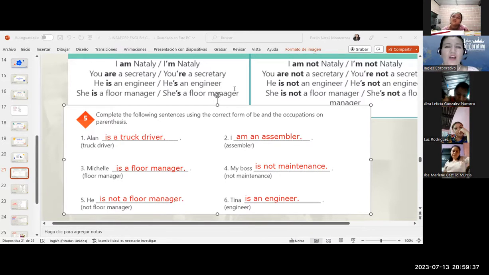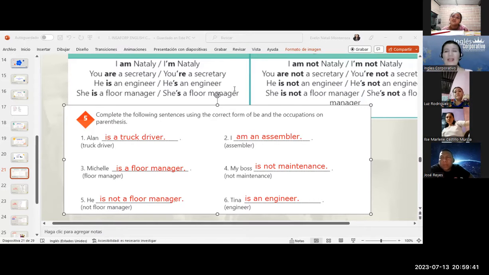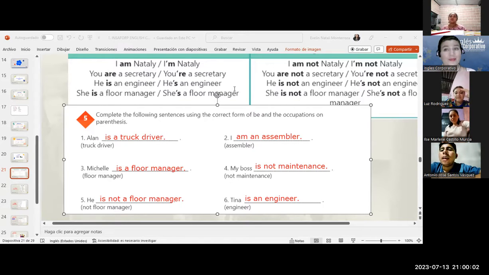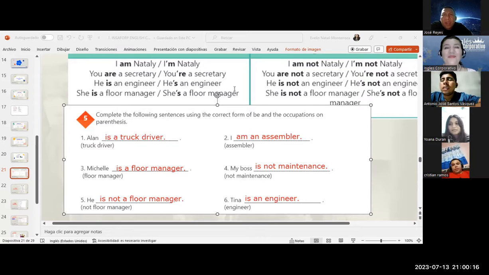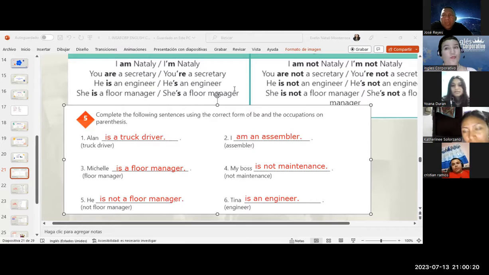Now, let's practice a little bit of spelling before we go. Vamos a practicar deletreo antes de cerrar esta noche, en estos tres minutos que nos quedan. You say, how do you spell secretary? S, E, C, R, E, T, A, R, Y. Why? Very good. Very good job.